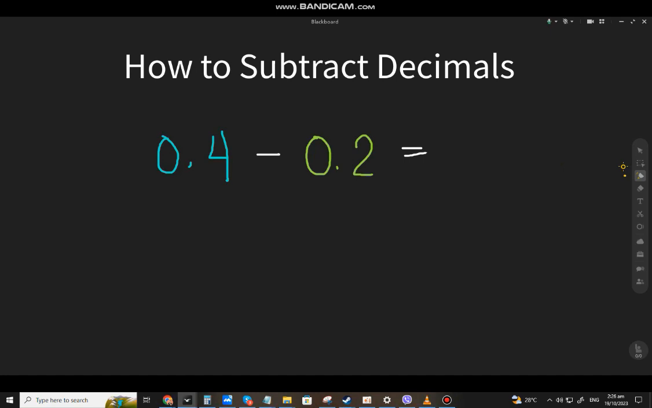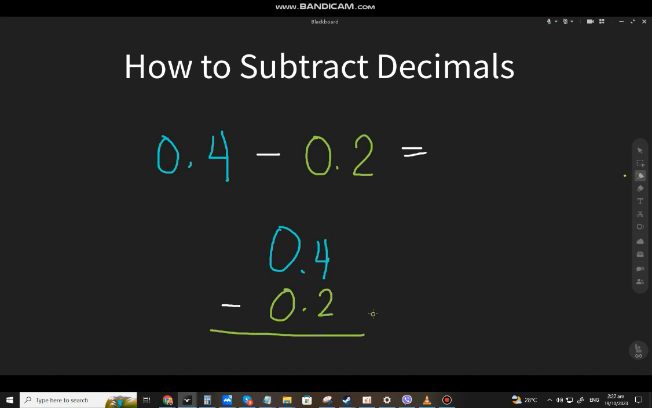So let's have the first example. We have 0.4 minus 0.2. Now, in subtracting decimals, as much as possible, you would like to subtract it vertically. So it will be like this: 0.4 minus 0.2.